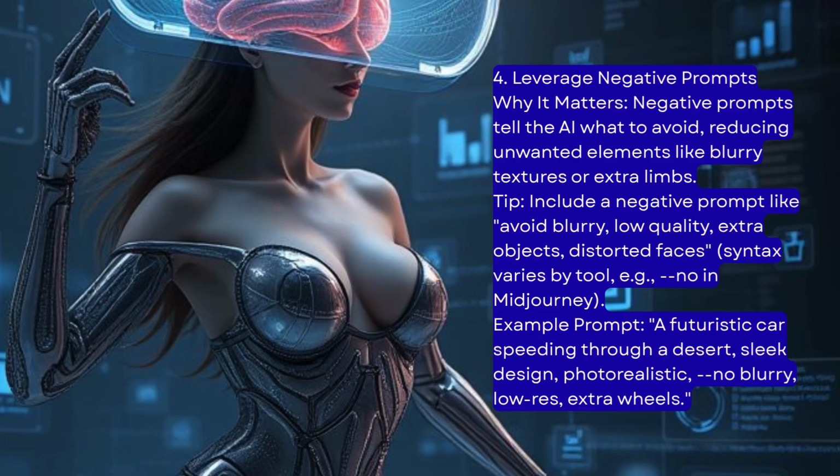4. Leverage negative prompts. Why it matters: Negative prompts tell the AI what to avoid, reducing unwanted elements like blurry textures or extra limbs. Tip: Include a negative prompt like avoid blurry, low-quality, extra objects, distorted faces. Syntax varies by tool: use --no in Midjourney. Example prompt: A futuristic car speeding through a desert, sleek design, photorealistic --no blurry, low-res, extra wheels.